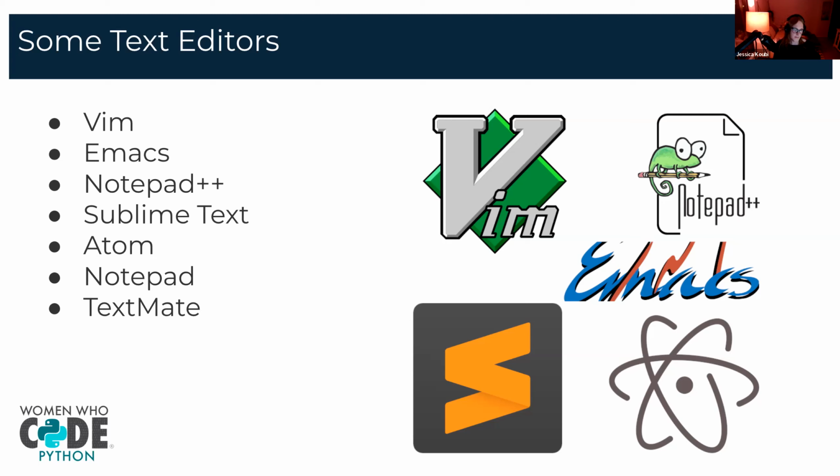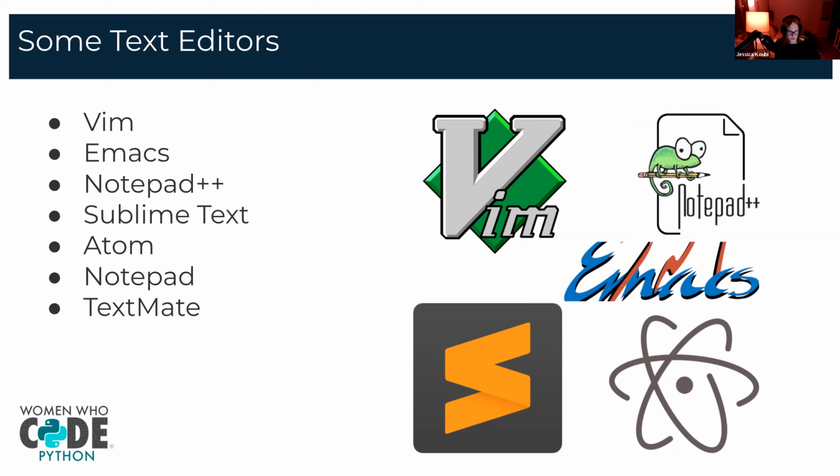You have Atom, which is Electron-based. That's made by GitHub. Because it's Electron-based, it won't be as fast and would actually use some of your RAM as well. You have Notepad, which is the default one on Windows, and you have TextMate, for example, on Mac, which is basically a non-cross-platform text editor, just like Notepad++.